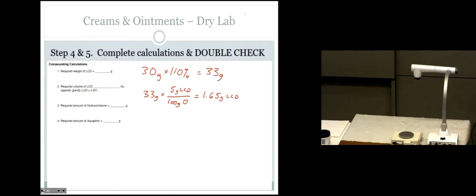Everyone get something like 1.65 grams of LCD? The trick to remember is that this is grams of LCD. So let me write that down here. That's our weight, 1.65 grams.